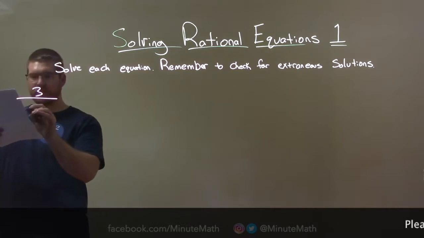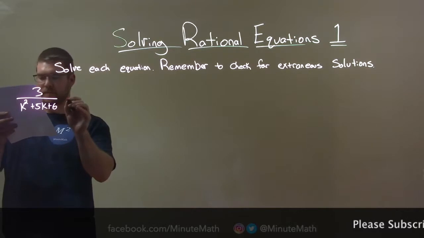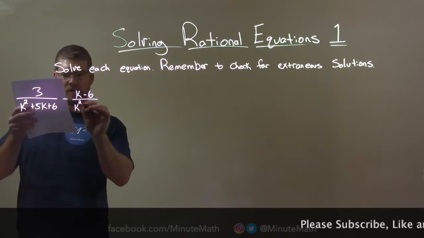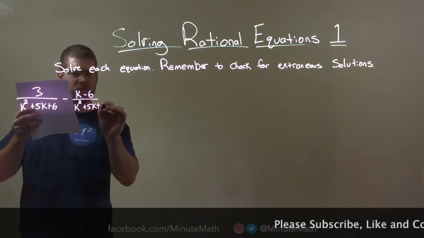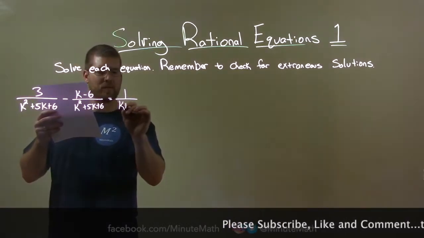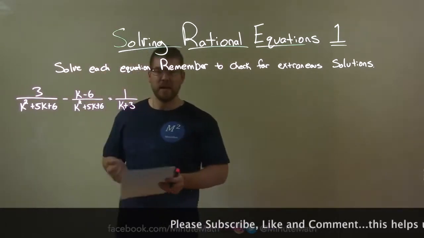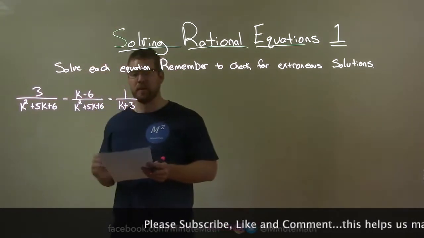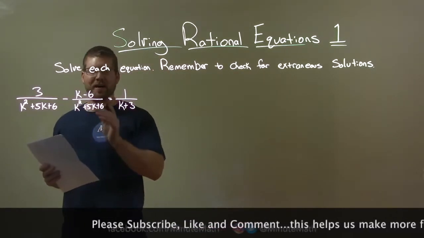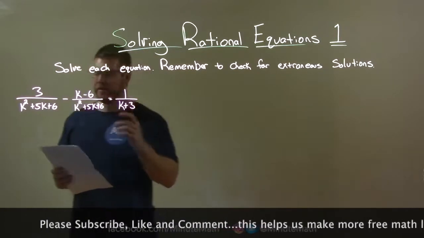3 over k squared plus 5k plus 6 minus k minus 6 over k squared plus 5k plus 6 equals 1 over k plus 3. Well, we want to have all the denominators the same so we can add them together. Okay? So what I like to do, well, I see a k plus 3 here, and there's a good chance if I factor the denominator here, that there'll be k plus 3 in there. So let's go do that.